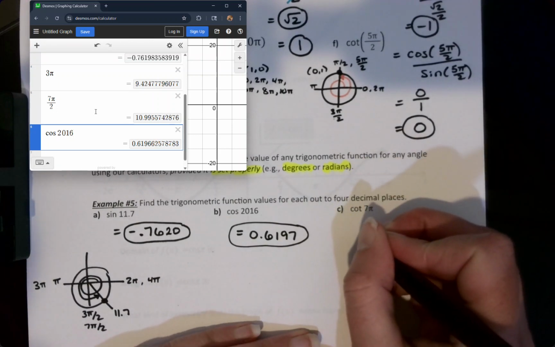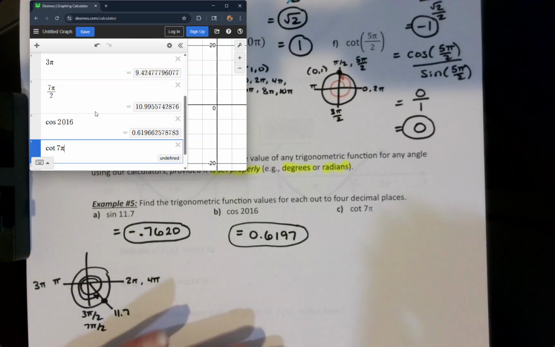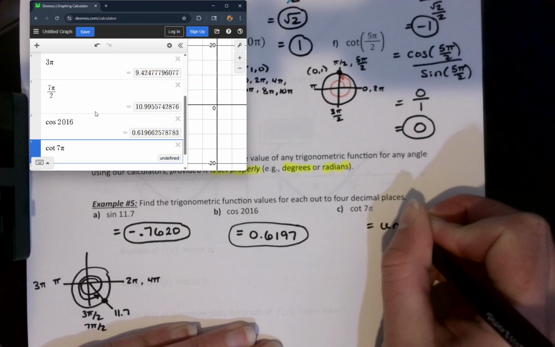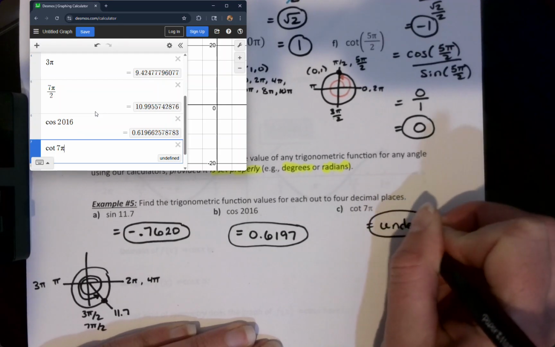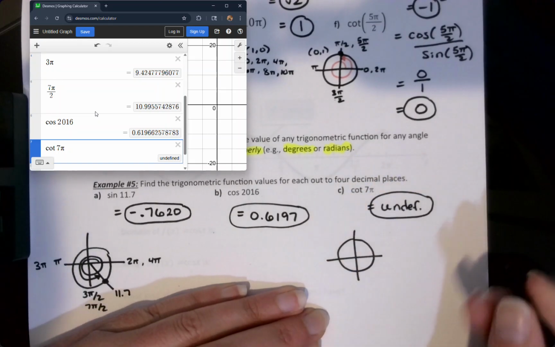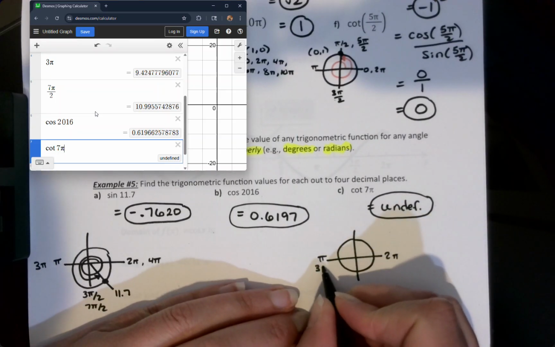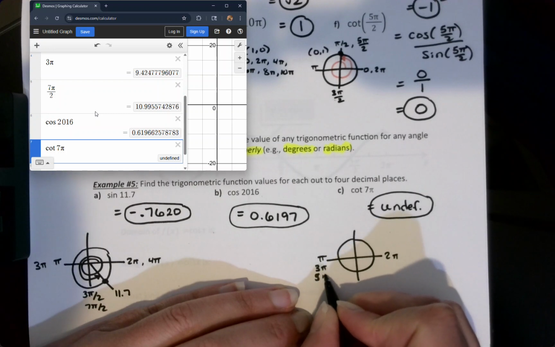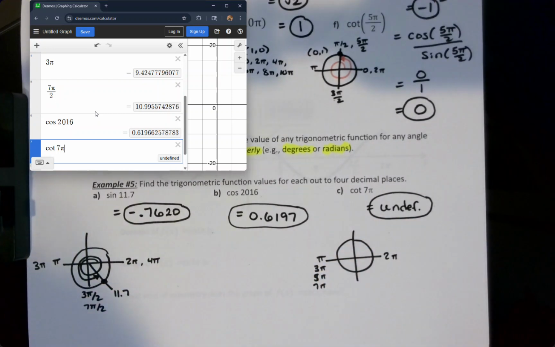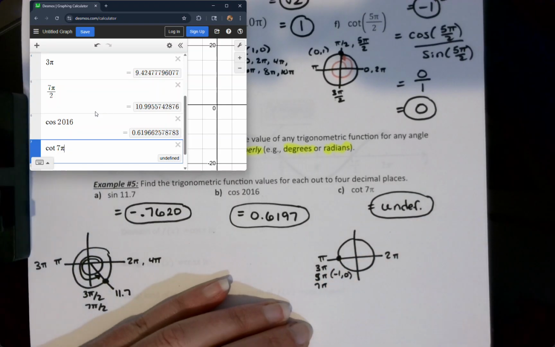All right, so in the next one, I'm going to find it in the calculator before talking about it by hand. So this is the cotangent of 7 pi, and it came out as undefined. So just a quick check at why. We know that this is where pi is, this is where 2 pi is, so this will also be where 3 pi, 5 pi, and 7 pi are, any odd multiple of pi. So we're ending at a point like this, where the x-coordinate is -1 and the y-coordinate is 0.